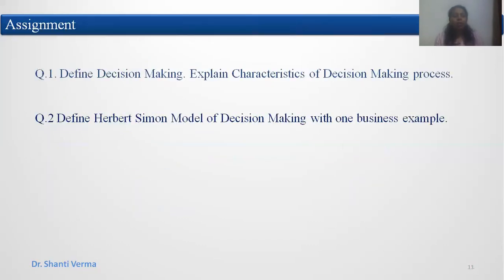In this lecture, we discussed the decision making process and the famous Herbert Simon model of decision making. For this lecture, I am giving two questions as an assignment. First, define decision making and explain the characteristics of the decision making process. The second question is to define the Herbert Simon model of decision making with one business example.